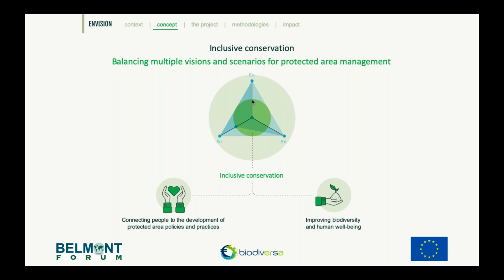So in inclusive conservation, it may sound a bit idealistic, but we're looking at ways to balance multiple visions and scenarios for protected area management. So ways to look at this balancing social, economic and environmental goals. And we're going to do this through a process of collectively defining visions, based upon understanding the consequences of visions for protected area management. And the science that we're going to conduct will enable us to better understand those consequences. And the goal is not only to understand the consequences of those visions, but also to better connect different types of people to protected area policies and practices, and ultimately to improve biodiversity and human well-being.